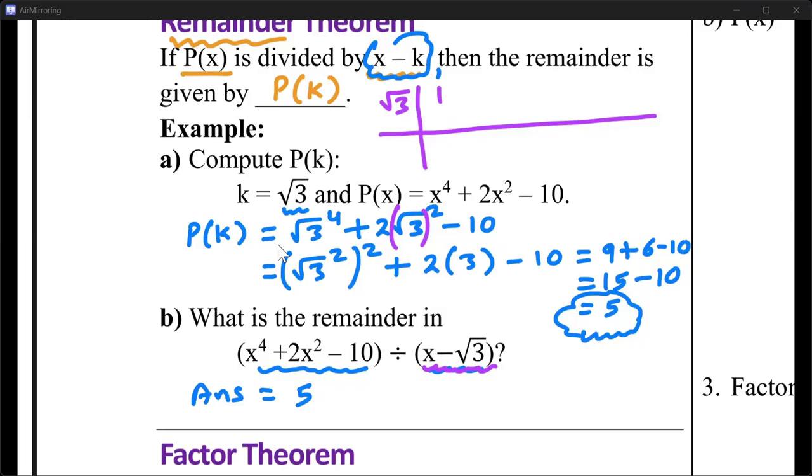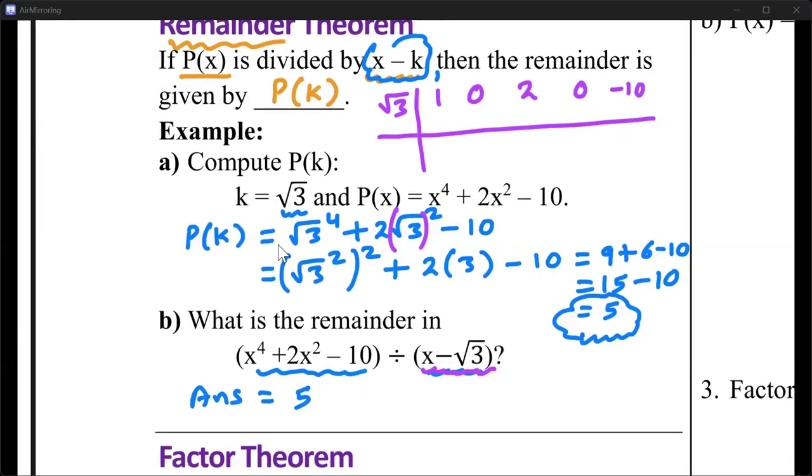1x to the 4, 0x cube, 2x square, 0x, that is important, minus 10. Draw the line there. We'll see what the remainder is.